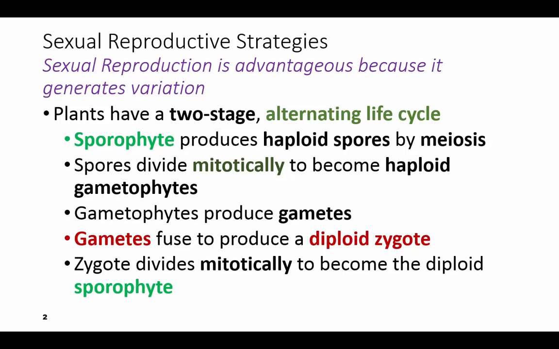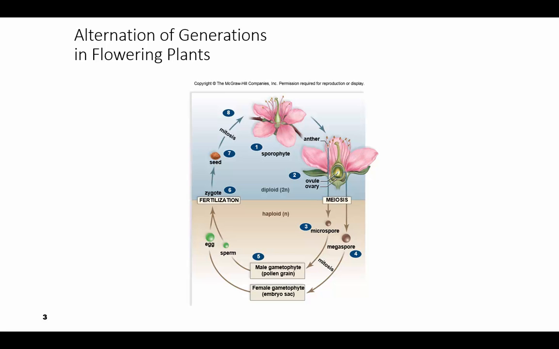Now, looking at the sexual reproductive strategies. Sexual reproduction is good because it generates variation, and you'll recall from a previous chapter that we have the alternating life cycle. We have the sporophyte stage that makes the haploid spores that become the gametophytes and produce the gametes, the eggs and the sperm, and the gametes then fuse. You have a diploid zygote that's created, and then that zygote becomes the sporophyte. So it's an alternating life cycle that you have with these plants.